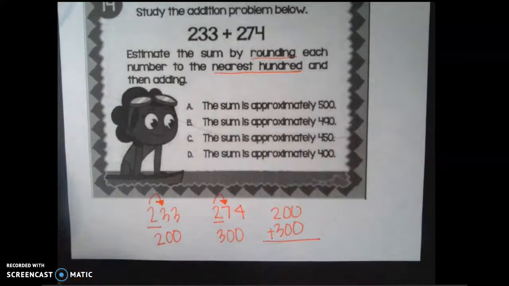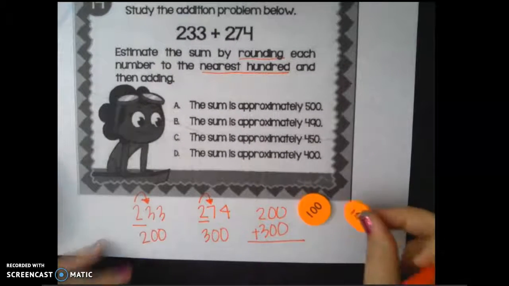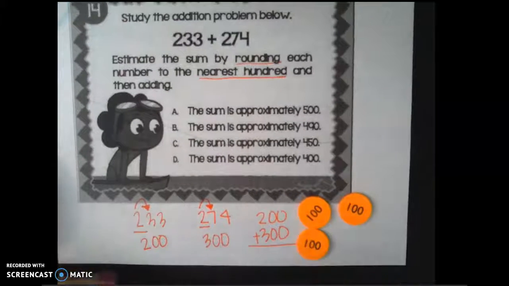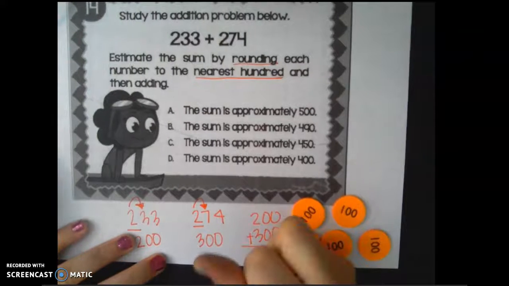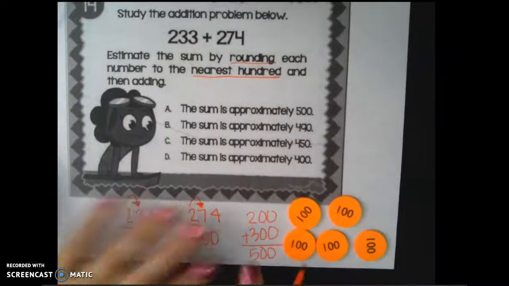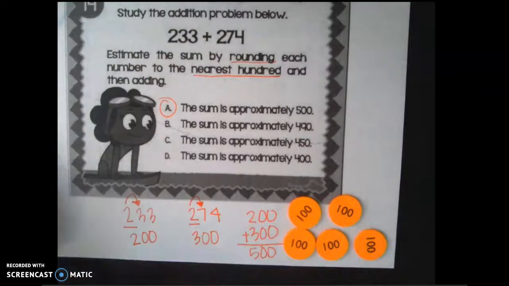You can use your place value discs. 100, 200, 100, 200, 300. How many hundreds do we have? 500. Now it's your turn to practice.